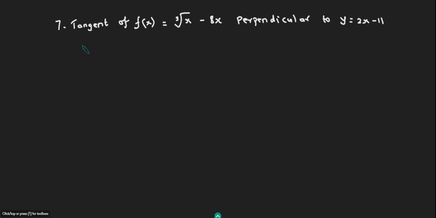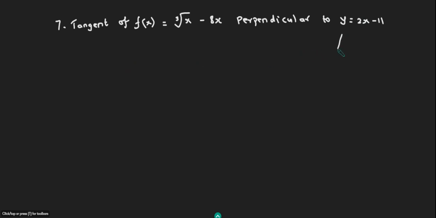In this question, we are given that the tangent line of f of x equals cube root of x minus 8x is perpendicular to the line y equals 2x minus 11. And we have to determine the point on the curve f of x such that the tangent line at the point of contact is perpendicular to the line y equals 2x minus 11. So let's see how to determine that point where the tangent of f of x is perpendicular to this line.